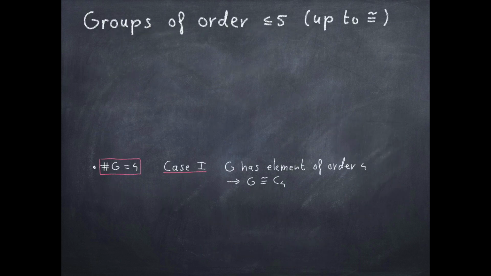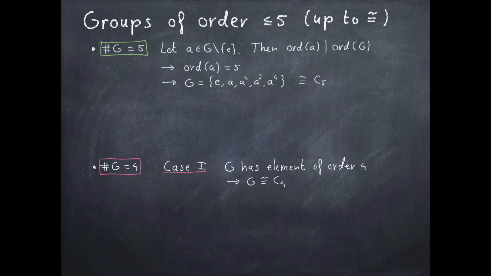We finish this lecture by an application of the theorem of Lagrange. We will classify all groups of order at most 5 up to isomorphism. Let's start with the groups of order 5. Suppose that G is a group of order 5, and let's take an element a in this group that is not the identity element.